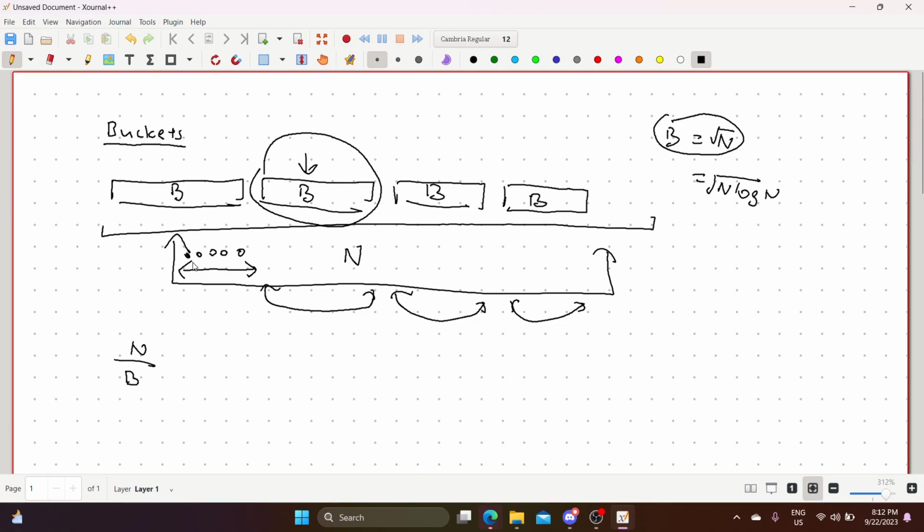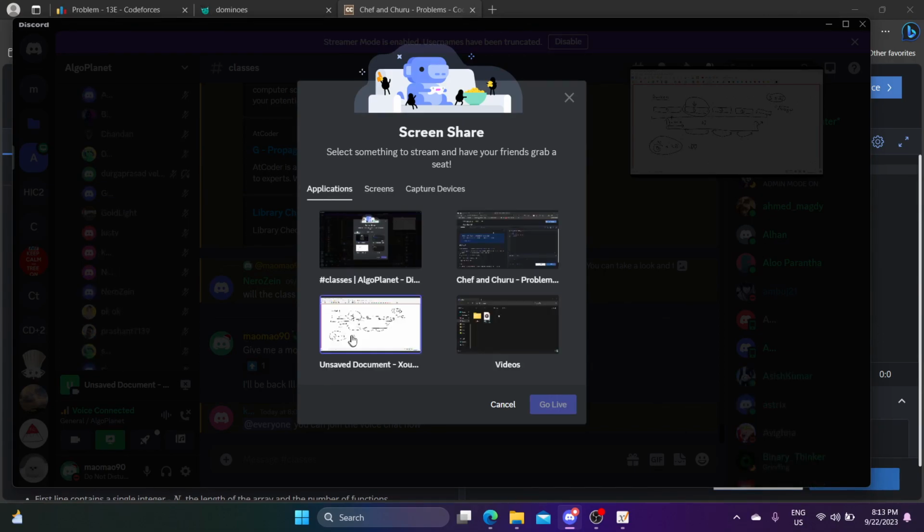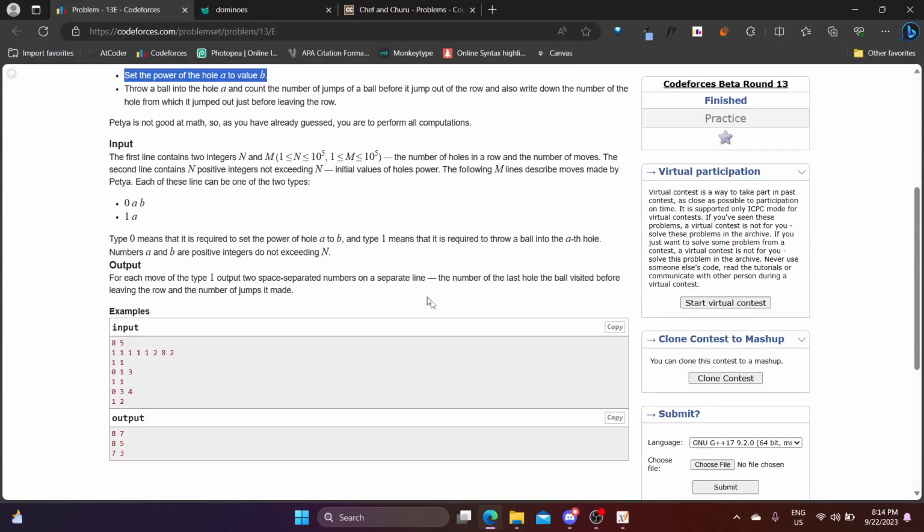So we will take a look at the first problem first. The first problem is Hosts. Hopefully you all have read the problem already. Basically, each hole has a power, and whenever you throw a ball into hole i, you jump to i plus a_i. It keeps happening until it jumps out of the row, which is when it exceeds n. And then there are also updates. After that, you want to find the last hole visited plus the number of jumps.